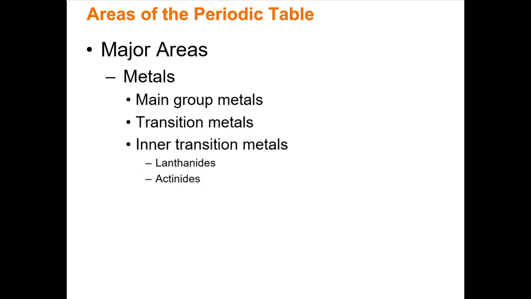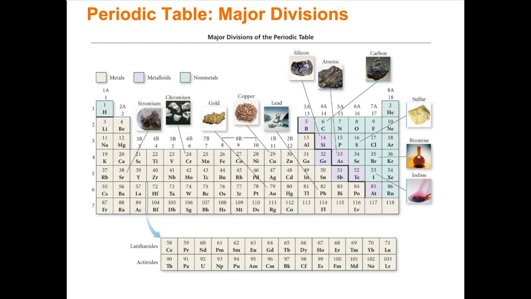Okay, so let's look at the major areas. The first one is the metals. We have the main group metals, the transition metals, and then the inner transition metals, which are the lanthanides and the actinides. We also have metalloids, and we have the nonmetals. So these are three major areas. Let's take a look at this.